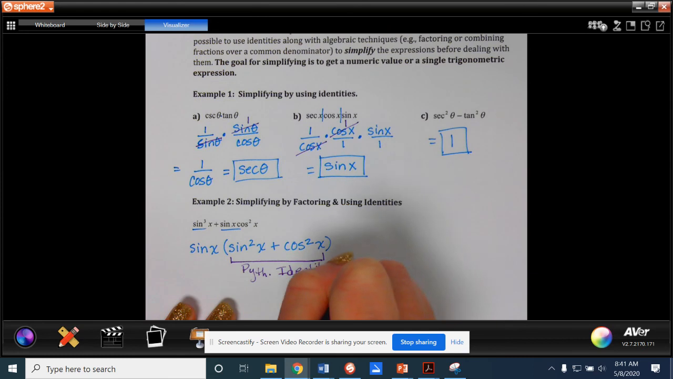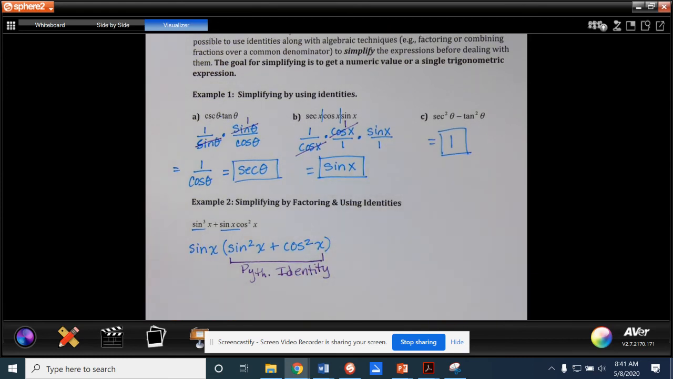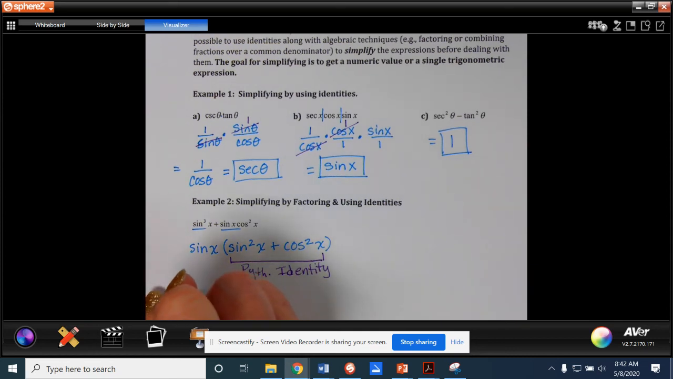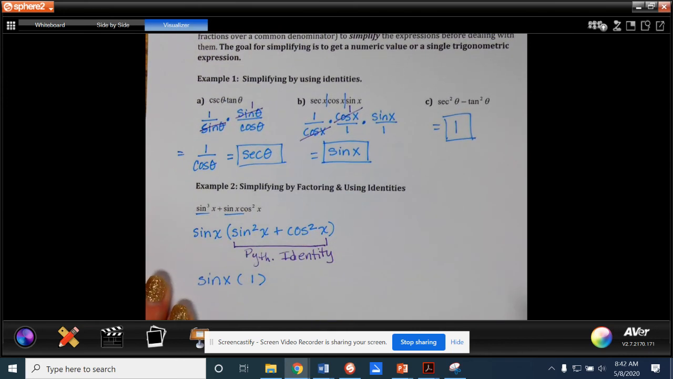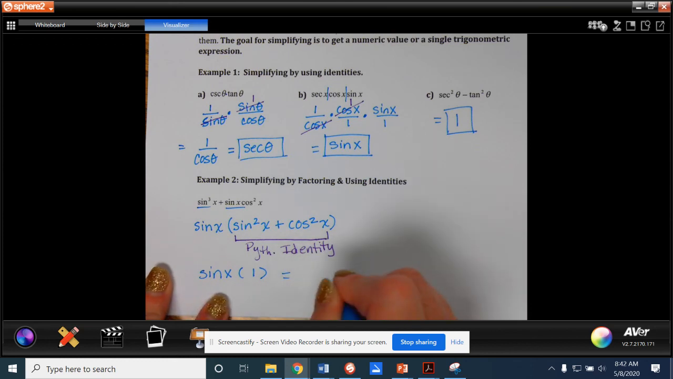And it's up at the top, or if you remember the unit circle, sine squared x plus cosine squared x equals 1. It doesn't matter if cosine comes first or second when you're adding, as long as they're what they should be. So that's the same as saying 1. So I would have sine x times 1. Well, that would just give me my final solution of just plain old sine x.